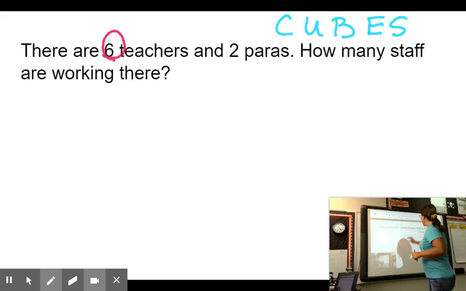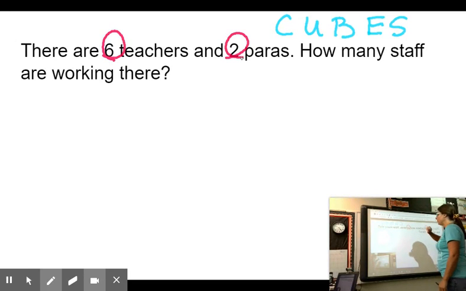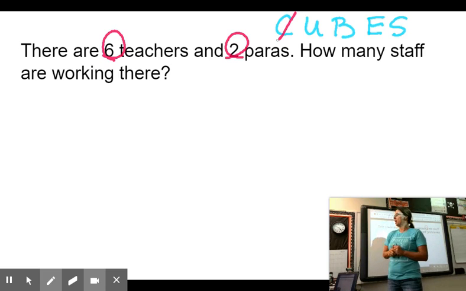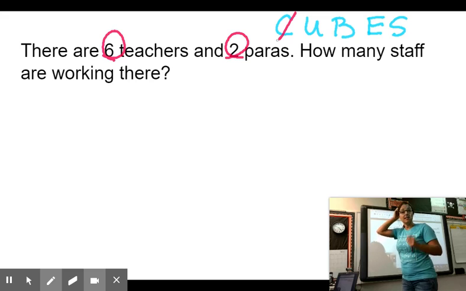Well, it has the word and, so that means something else is coming. And there's 2 paras. 2. Okay, so I got to circle the number 2. All right, there we go. We have 6 and we have 2. So we know that is going to be a part of our problem where we're going to solve. Now I'm going to read the rest of it just to make sure there's no other numbers in there. How many staff are working there? Okay, well, it doesn't tell me any other numbers. I'm good to go. So I have 6 and I have 2. Cross out the C because I'm done.